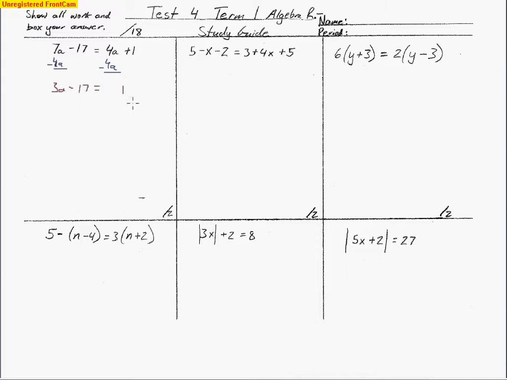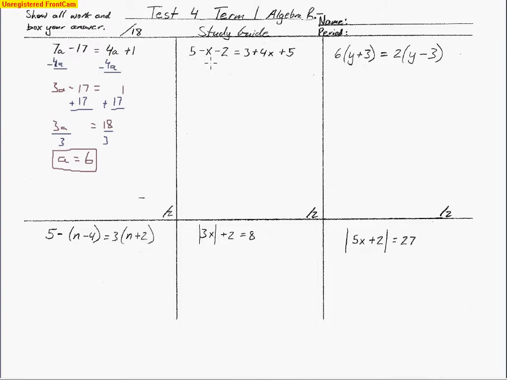So from this point, now I want to bring the constants to the right-hand side. So I'm going to go ahead and add 17 to both sides. So when I do that, I've got now 3a equals 18. One more step here, and that's to divide by 3. So our answer in this case is a equals 6.